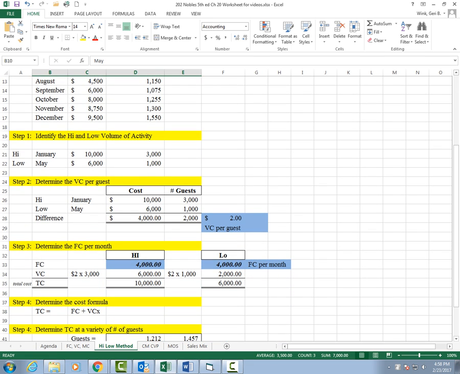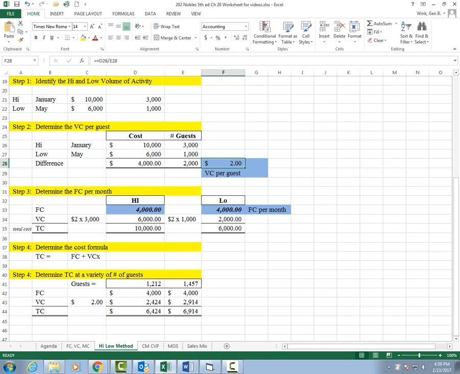Anyway, back to this. Determine the variable cost per guest. So that's the next thing we're going to do. So I'm going to take my high and my low, and I'm going to take the difference between them. And I'm going to do cost, the 10,000 minus 6,000 gives us 4,000. Number of guests, 3,000 minus 1,000 will give us 2,000. And then if I take the cost per guest, the per is your division symbol, kind of like miles per hour. So cost per guest would be $4,000 divided by 2,000 guests gives us a variable cost of $2 per guest. Okay, that's good. So we've got the variable cost piece of it.